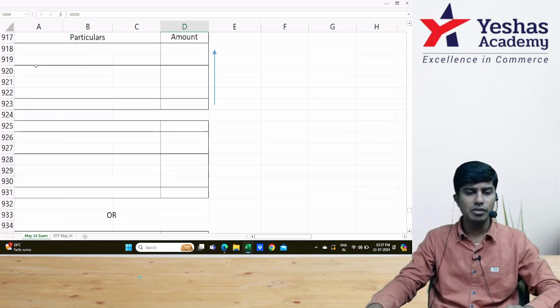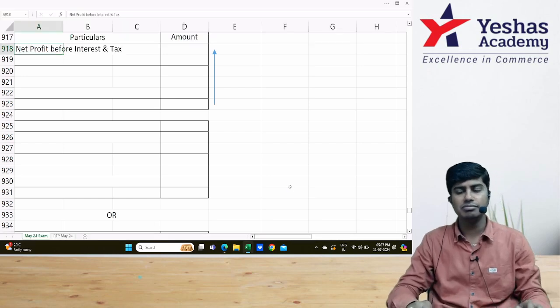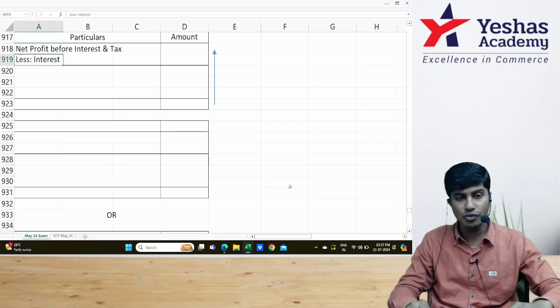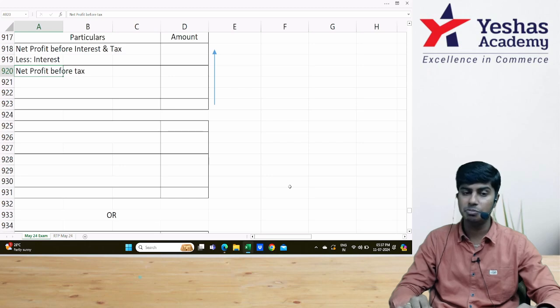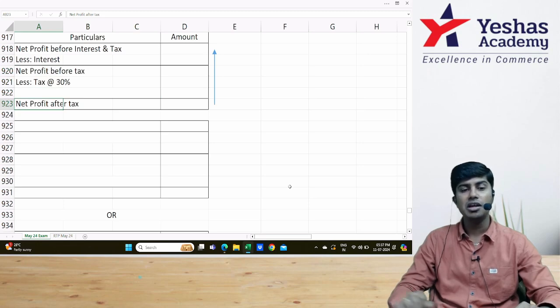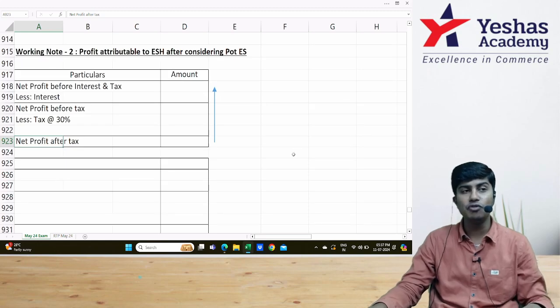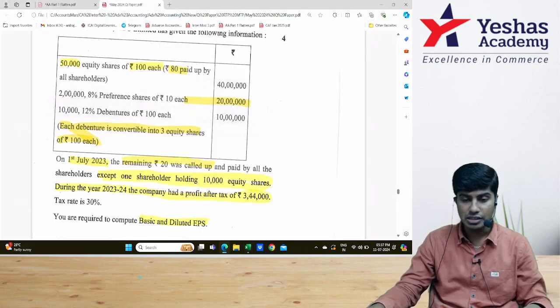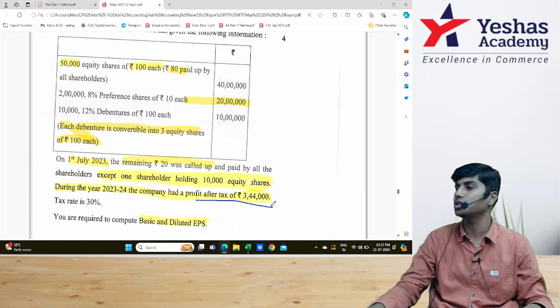Very good. Now observe. We have net profit before interest and tax, which we don't know. From this we deducted interest. After that, we got net profit after interest before tax. From this, we deducted tax at 30%. After that, we got net profit after tax. We don't know net profit before interest and tax. We know net profit after tax. See, they've told it is net profit after tax of 3,44,000.